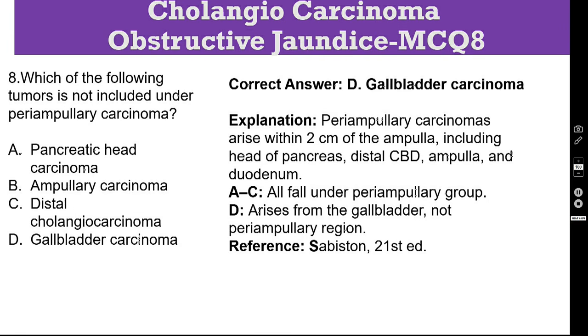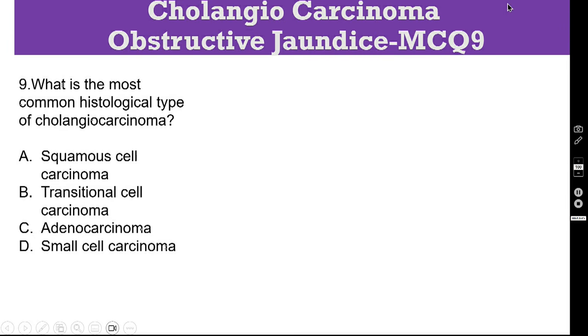So all the other options A, B, and C are wrong because they all fall under the periampullary group. D is gallbladder carcinoma. It arises from the gallbladder, not in the periampullary region. That is the correct answer. Reference: Sabiston 21st edition. Coming to MCQ 9, what is the most common histological type of cholangiocarcinoma?